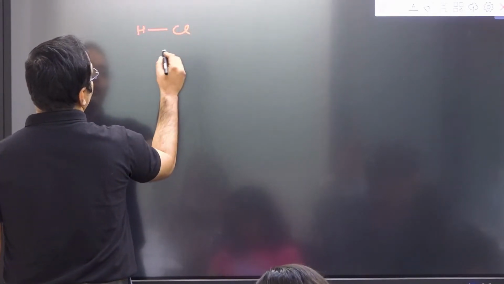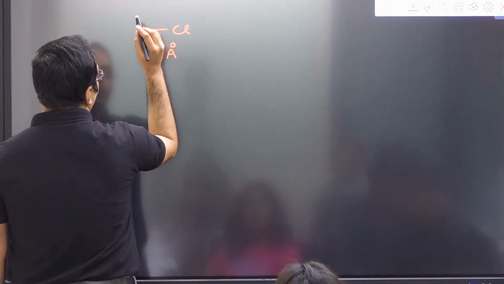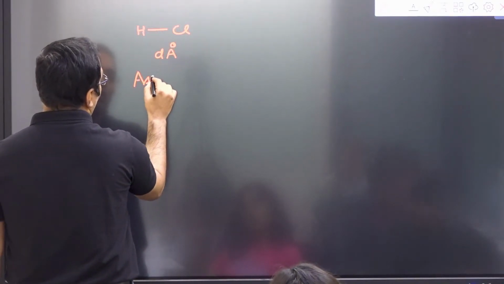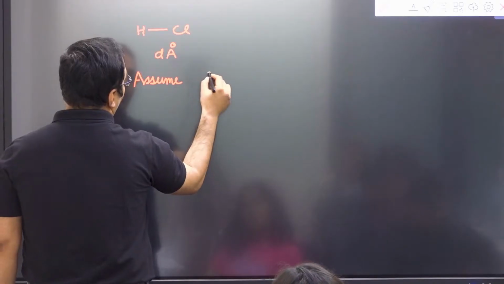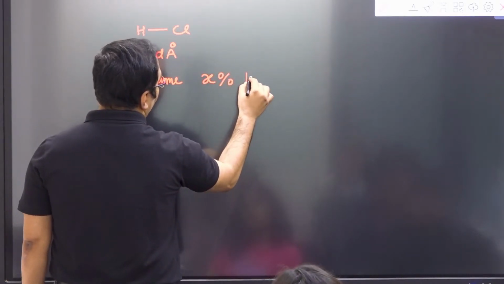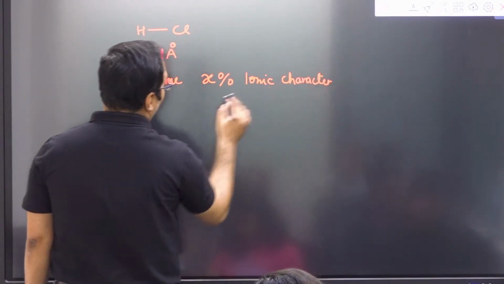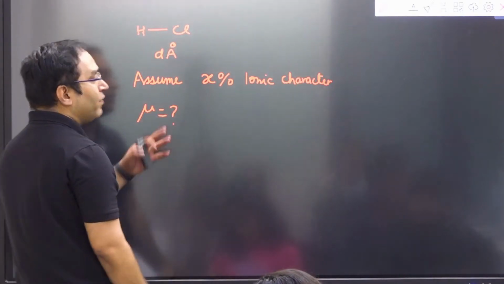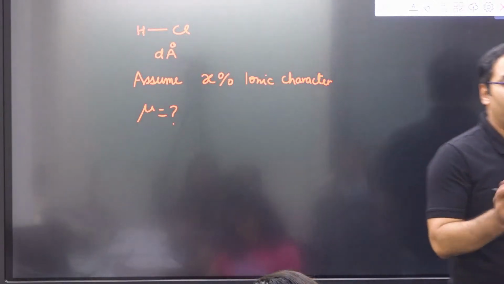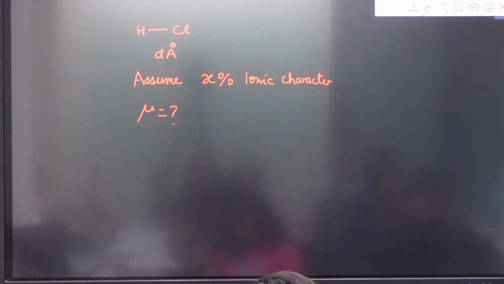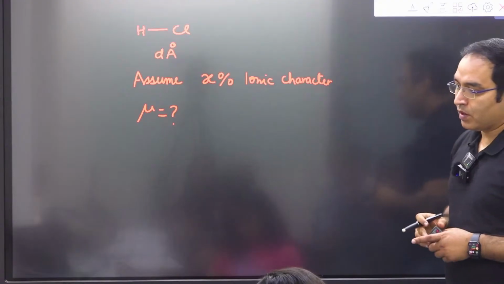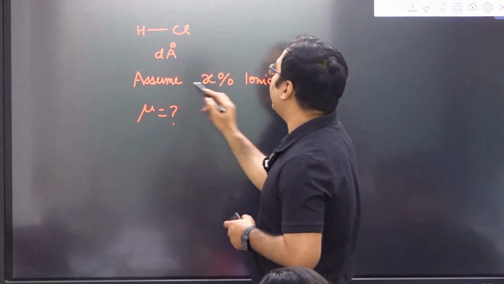Okay, now please see. HCl bond length is given as D angstrom. Assume X percentage ionic character. Find out mu. Now you keep the values of X and D and find the answer. Any type of question you can solve. I'm just doing a general question. So what's my answer in this case? If this is the question given, HCl and assume X% ionic character.